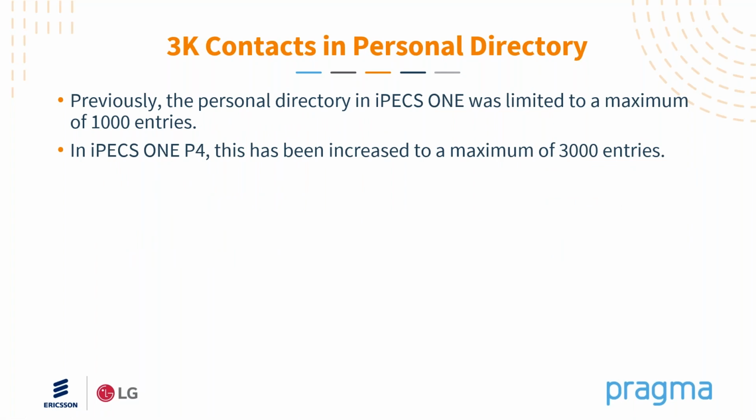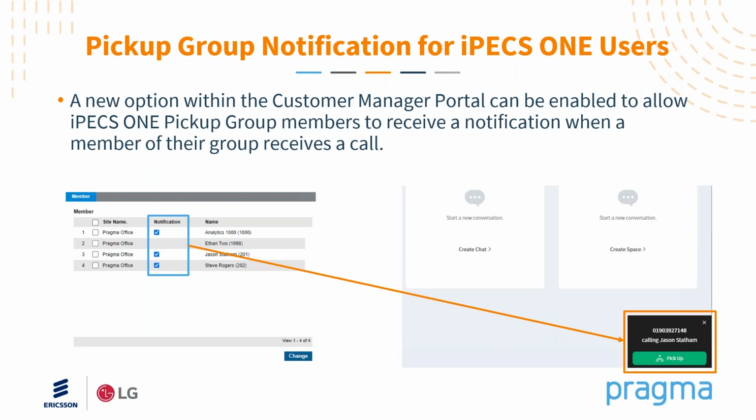3,000 contacts in the personal directory, up from 1,000 in iPECS 1 version 4. Pickup group notifications. On the left, this is a screenshot from the pickup group menu within the customer manager portal. You've got an option for notification, and you can toggle that on and off. On the right, if an iPECS 1 user is in a pickup group, when any other member of that pickup group receives a call, they receive this pickup notification.